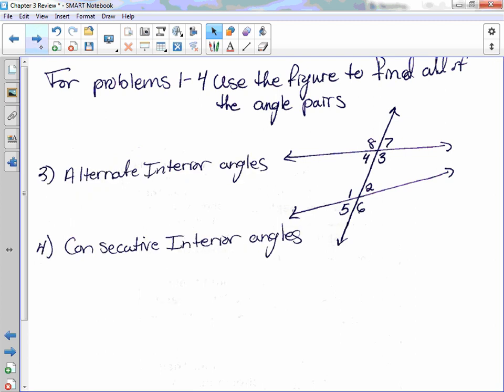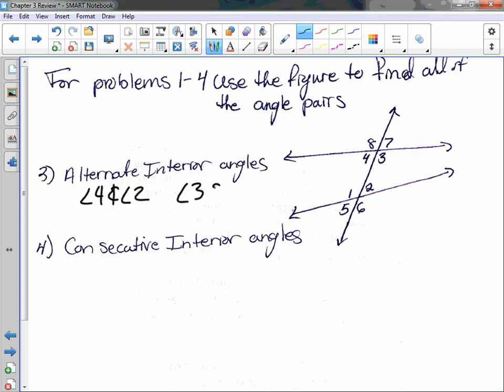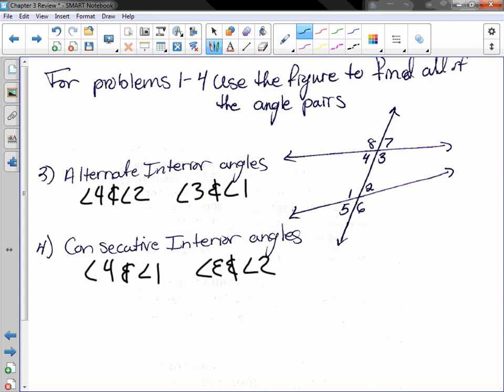All right, 3 and 4. Our alternate interior angles, so these would be between the two lines and on opposite sides of the transversal. So this here would be angle 4 and angle 2, and then angle 3 and angle 1 would be our alternate interior angles. Now the consecutive interior angles, again, this time they're going to be on the same side of the transversal and between the lines. So this would be 4 and 1, and then 3 and 2.